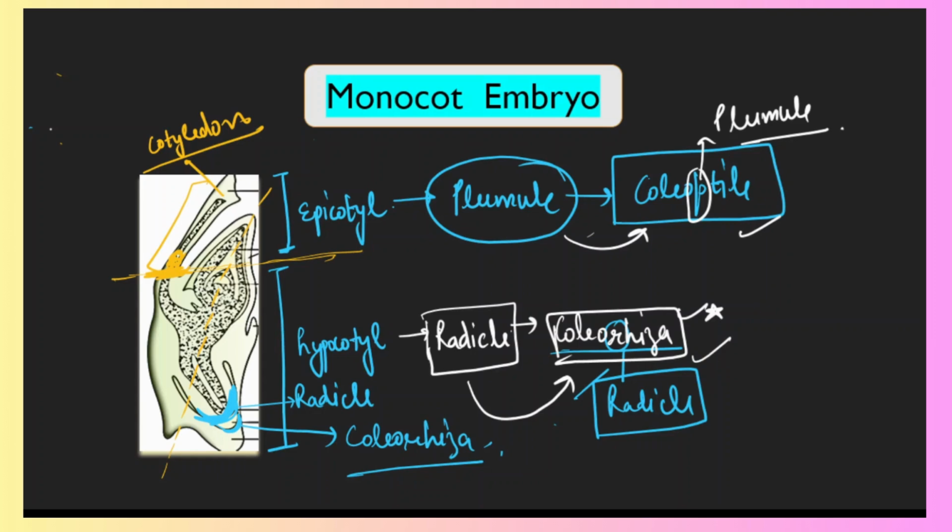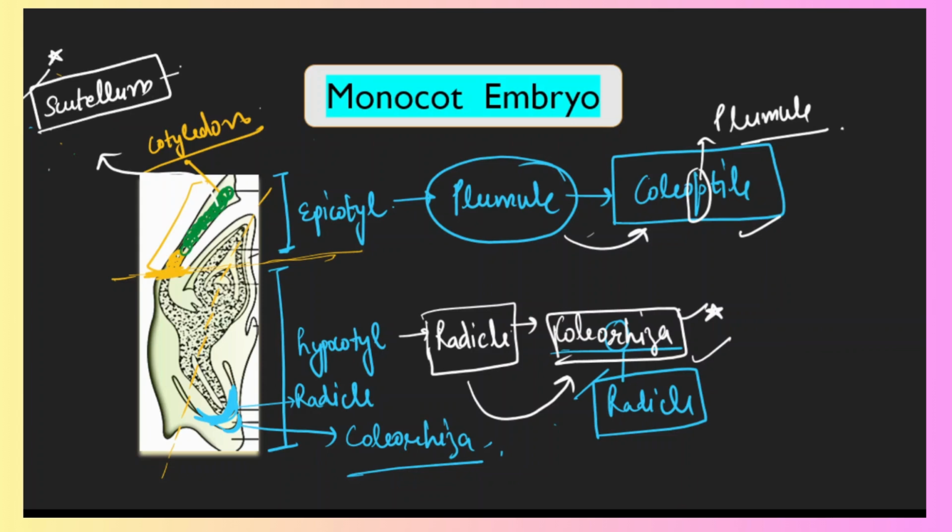Okay, now here is a very important part, that is the differentiated part from the dicot embryo, that this is the part which is present laterally or one side of the embryo. Okay, so this is the part which is called the scutellum. This part is very important. What is scutellum? Scutellum is the single cotyledon.